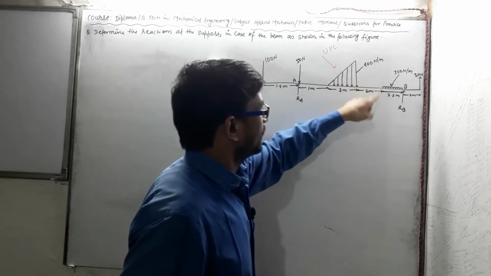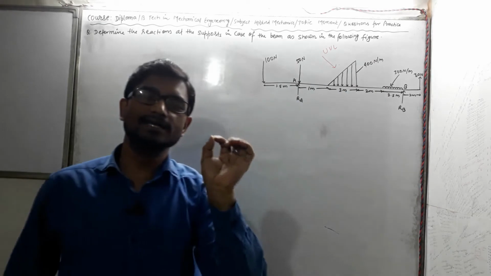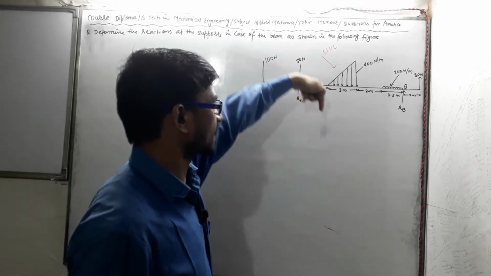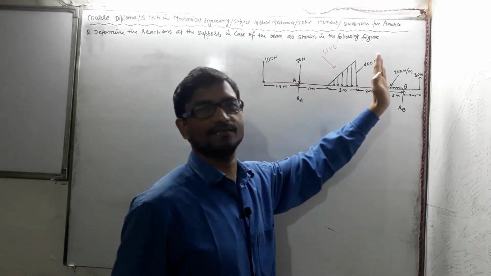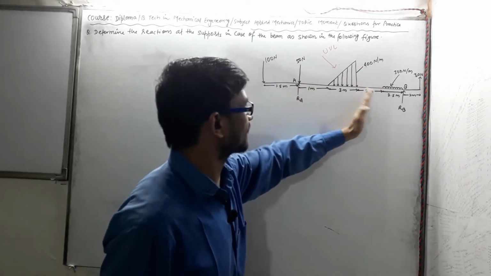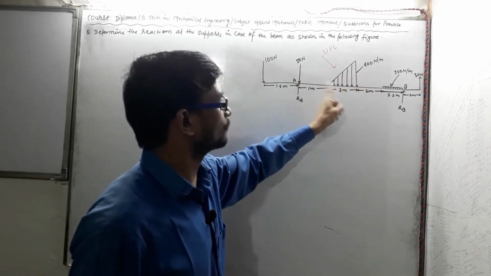Its strength is 400 Newton per meter. It means at each and every meter distance, a 400 Newton force is acting in downward direction, and it varies as the distance moves from left to right. The magnitude of the force is increasing.